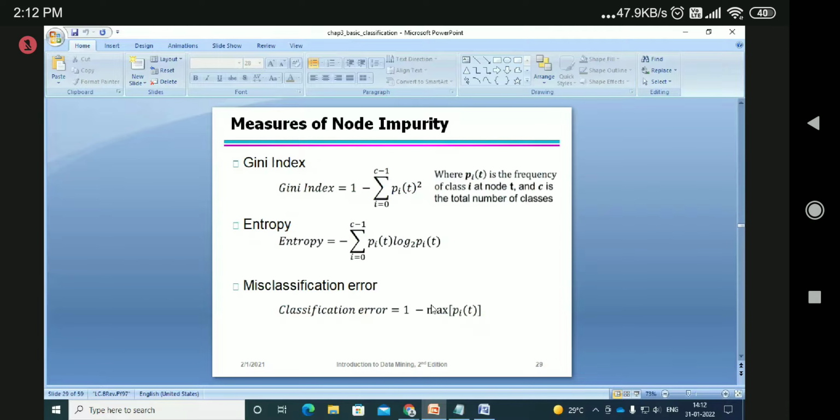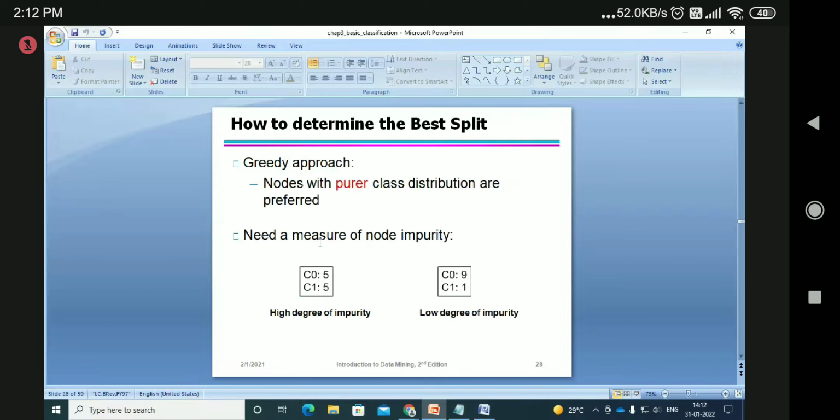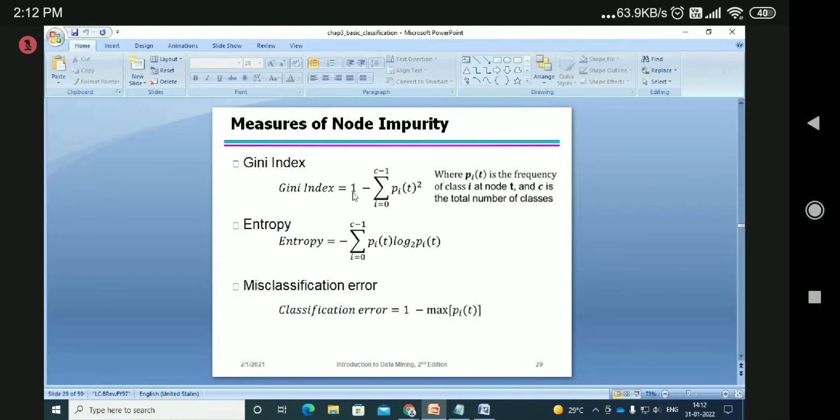Okay, so now how do we measure the impurity? This one is equal, so I can say it's more impure, and this is 9 and 1, so the majority of the instances belong to one class, so this is a purer node. But we should have some formula for calculating the impurity. There are three different measures. There are many actually, but here we have listed three: one is the Gini index, one is the entropy, and the other is the misclassification error. So these are the formulas for finding the impurity.